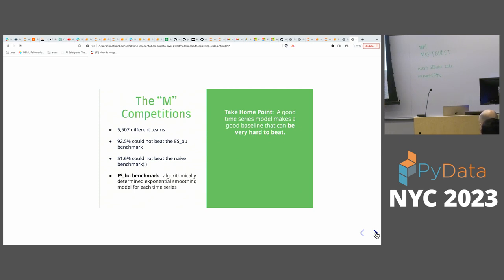Something that was actually fascinating is over half the contestants couldn't beat the naive baseline, which means if your model is just predicting the last value and you calculate the root mean squared error, about half the submissions couldn't beat that either. So just to reinforce the point, if you're dealing with time series problems, you definitely have this issue where the best performing model is not going to be clear at all beforehand.